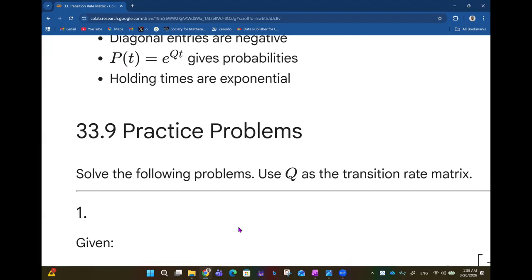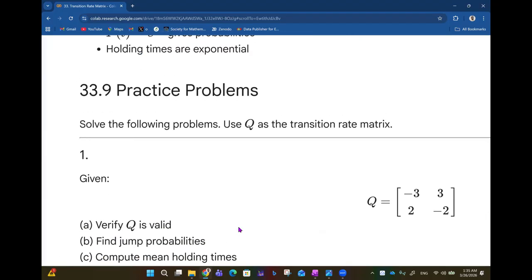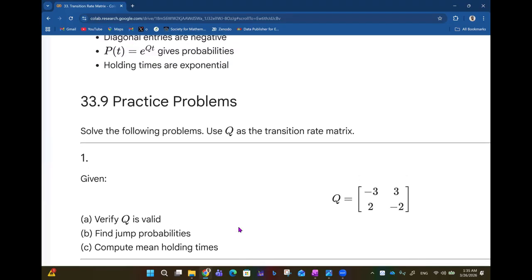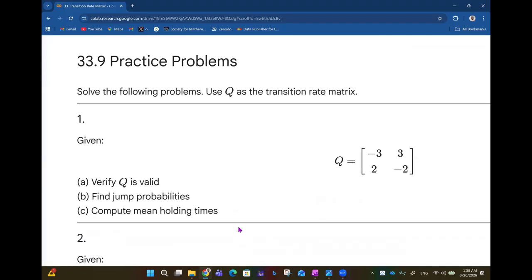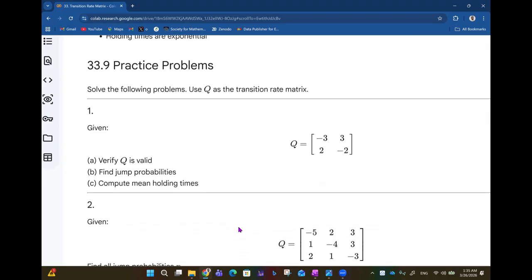Then, of course, we now come to practice problems, where I may be able to solve 1 or 2 problems. Solve the following problems using Q as the transition rate matrix.